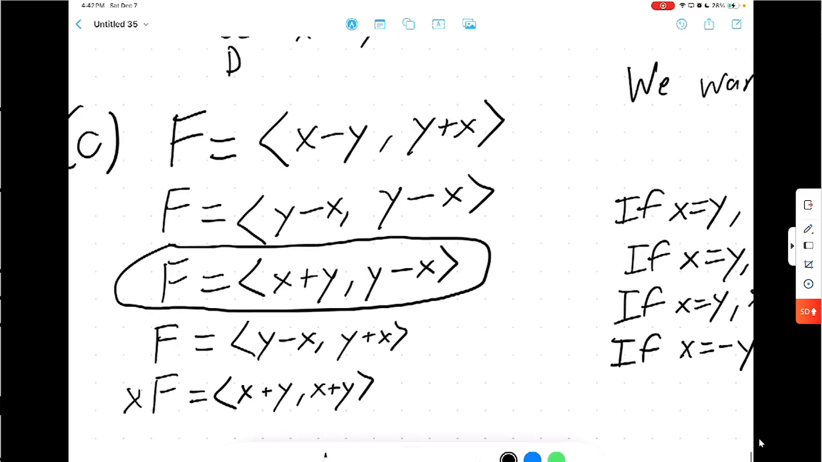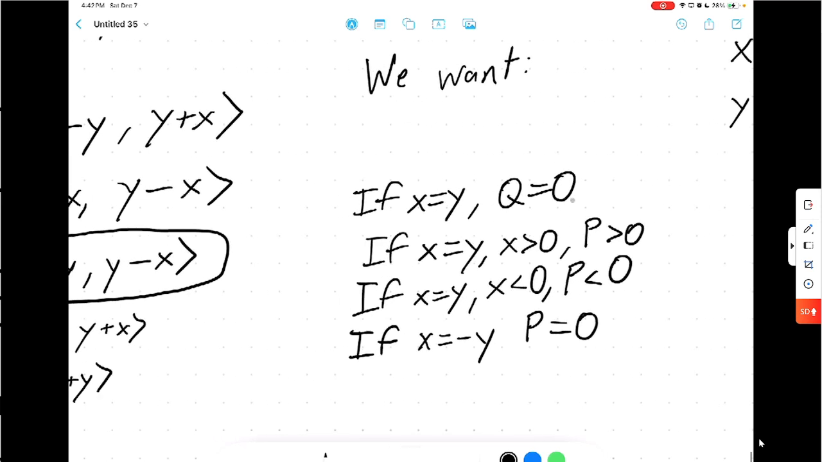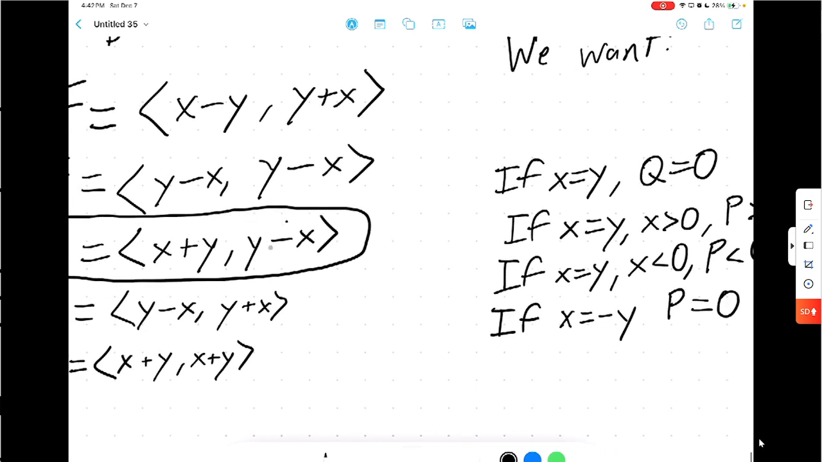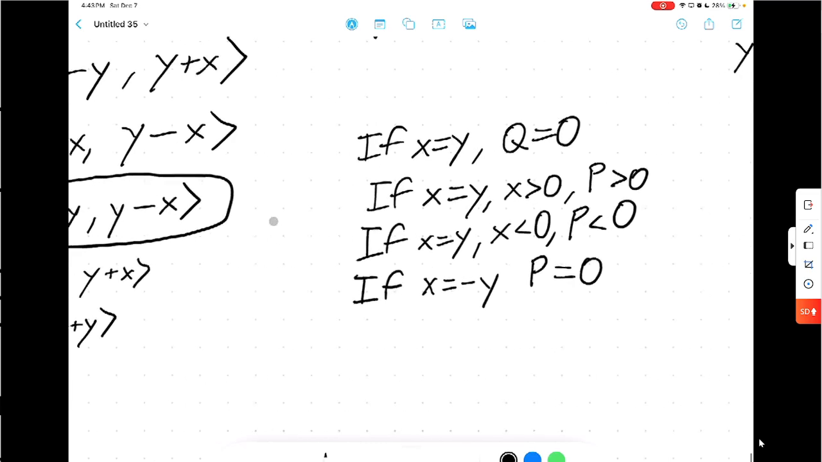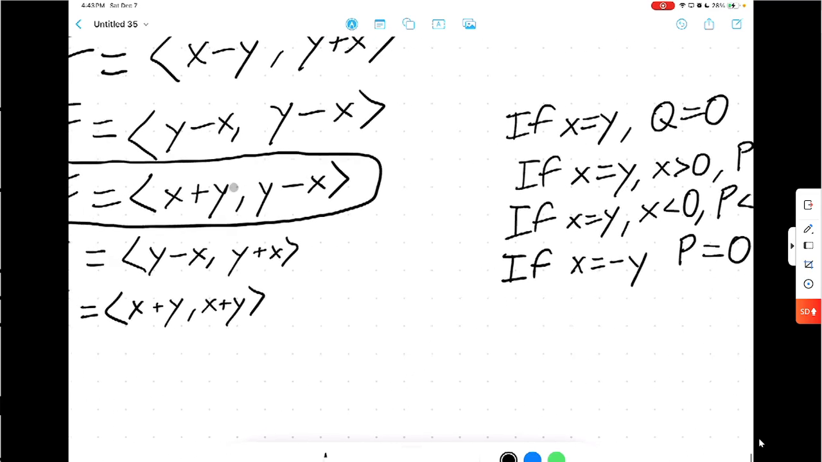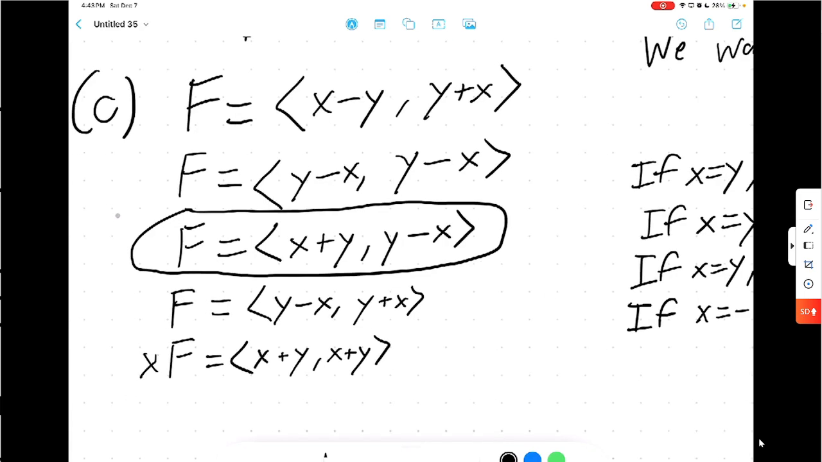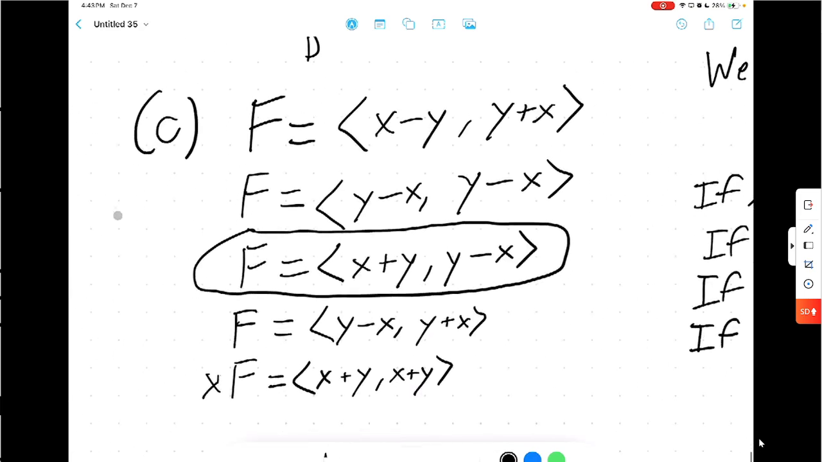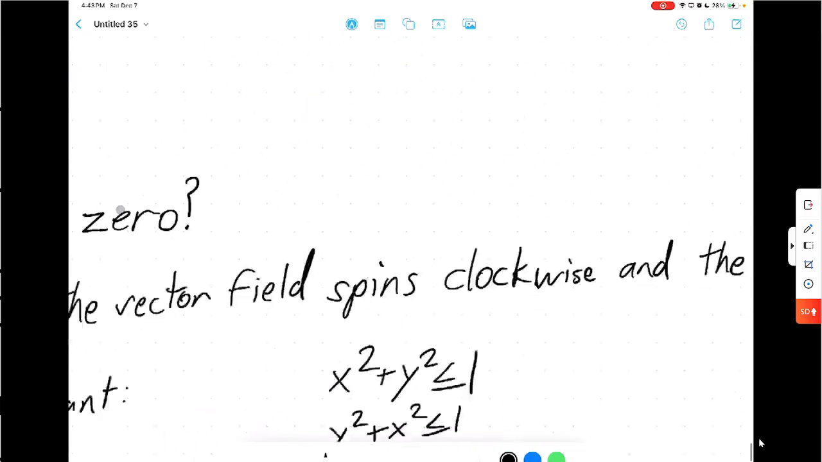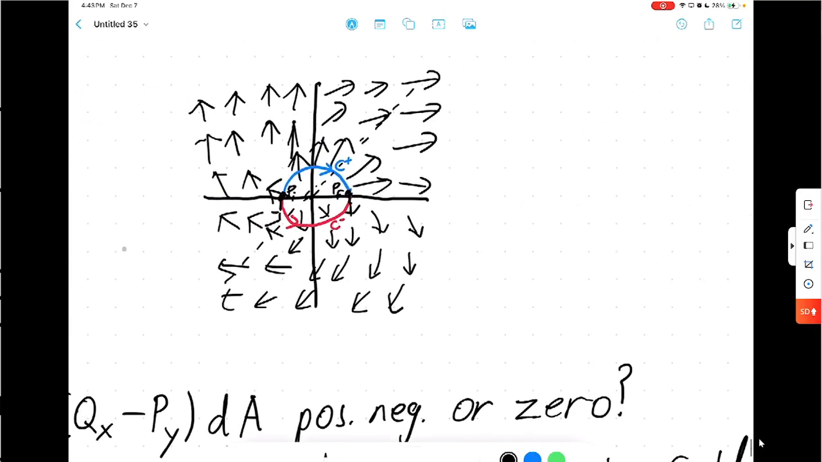Yeah, this is the right one. This should be the right one based on the information given. So x is equal to y, q is equal to 0, so x minus y is q, and then x plus y has to be p, so this is going to be the right one. And therefore it's negative because of the vector field spinning clockwise, whereas we're going to move counterclockwise.